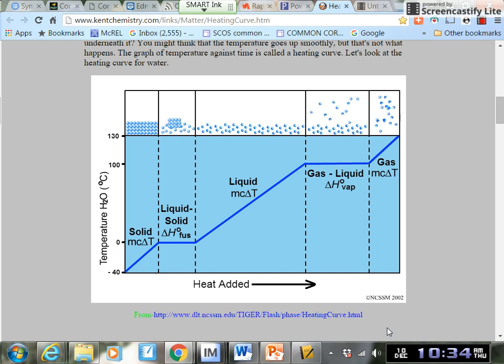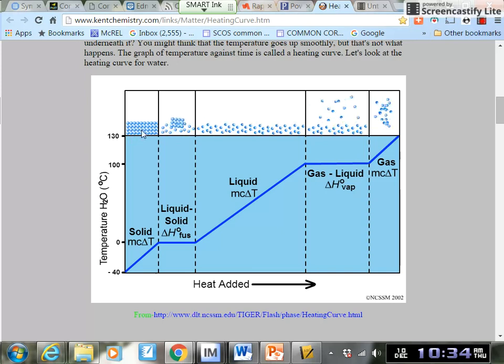Here we see a heating curve. Notice heating curves are graphs of temperature over time as heat is being added. Now, I like this heating curve because not only does it give you the characteristic shape of the heating curve, but also up above you see the behavior of the matter on the molecular level.